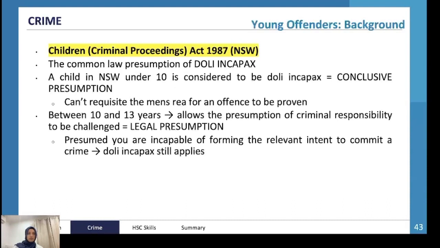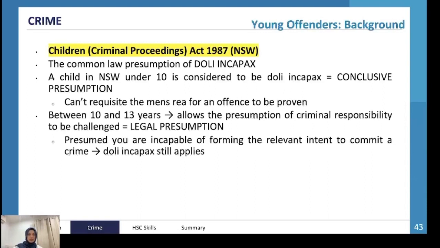Basically, we have legislation, the Children's Criminal Proceedings Act of 1987, which covers children and young offenders in crime and what we do in those cases. The common law presumption of doli incapax applies. Doli incapax means that a child in New South Wales under the age of 10 is incapable of committing a crime. They don't have mentally the ability to understand that they have committed a crime.